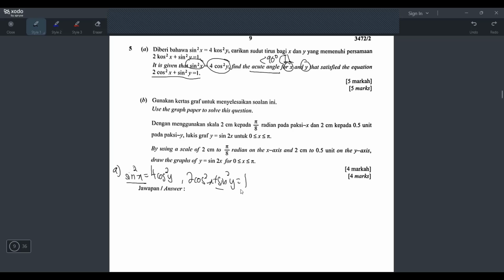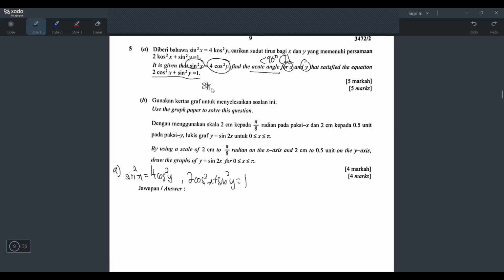This one is sine square x, this one is sine square y. So it's not the same thing. So how to get 1 minus cos square x? Okay, let's think about this. Okay, I think I know already. Yeah, we will be using the basic identity, right?